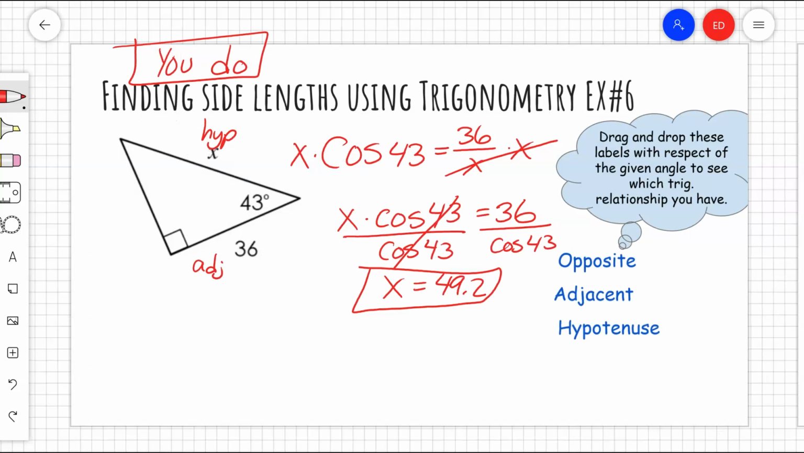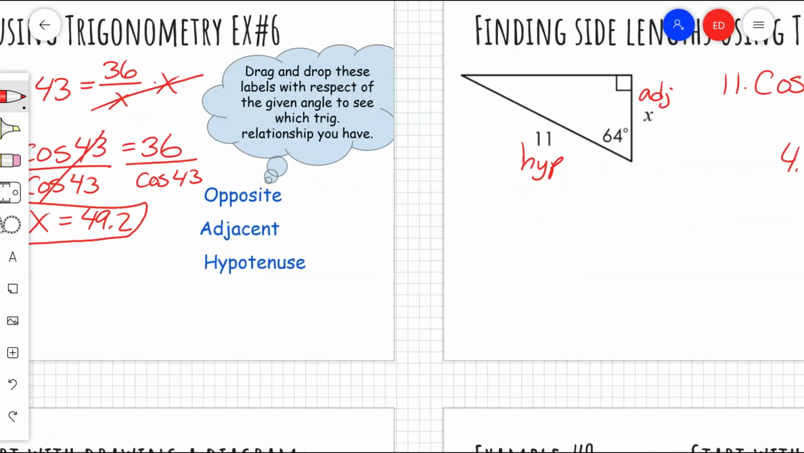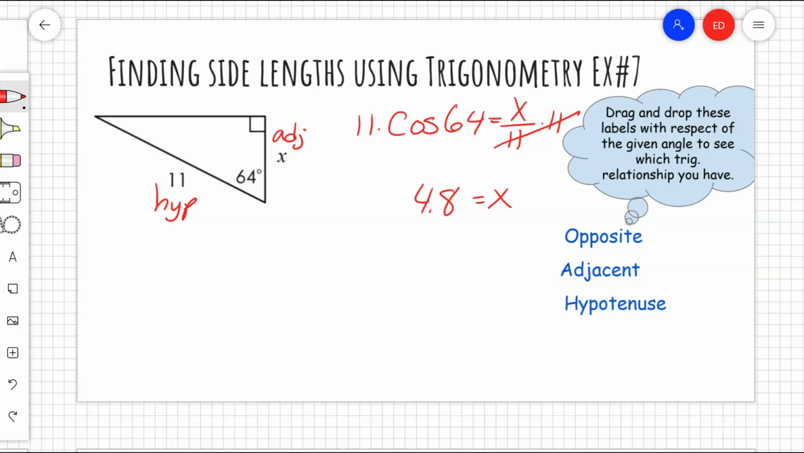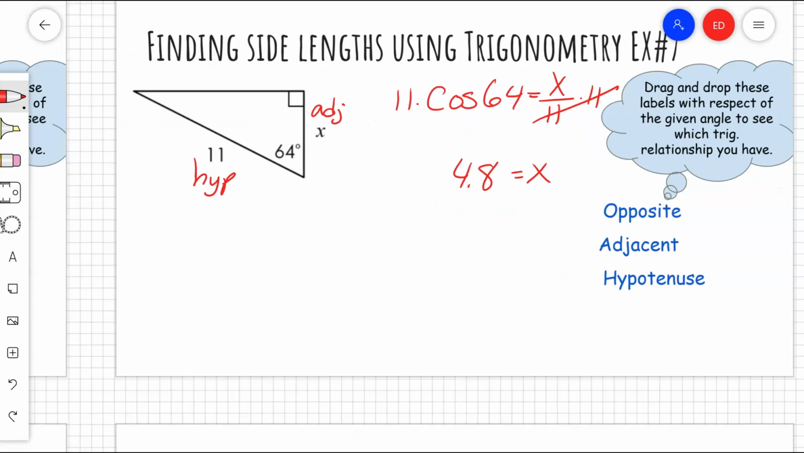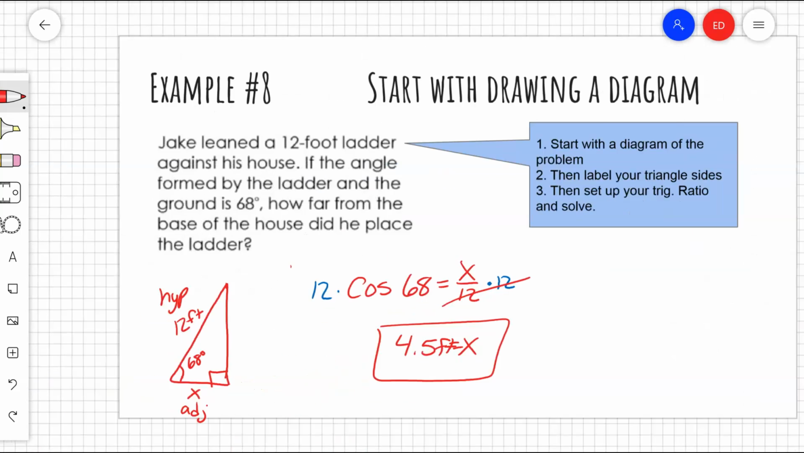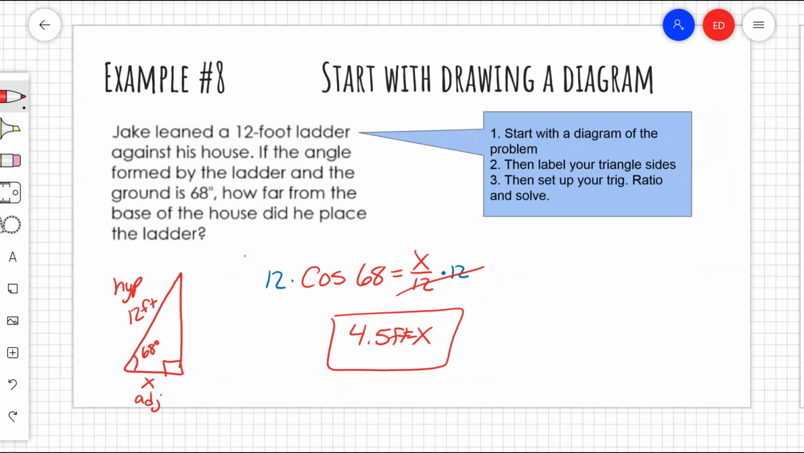All right, I hope at this point you're checking your own work, so you can pause, fast forward, or stop the video if you need to for a minute to see what the math was. You're just checking your answers at this point. For the first problem, it's x equals 49.2. For example 7, it should be 4.8. For example 8, you should have received 4.5 feet.